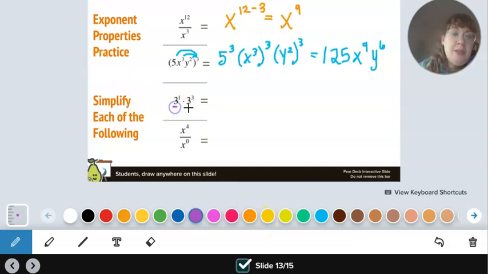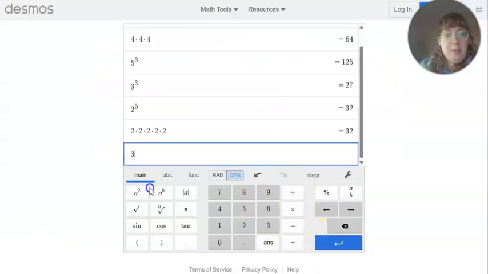3 to the 1st times 3 to the 3rd. They both have that base of 3. We keep the base. And since they're being multiplied, we're going to add these exponents. So this becomes a 3 to the 4th, which we could type into our calculator. And that gets us 81.